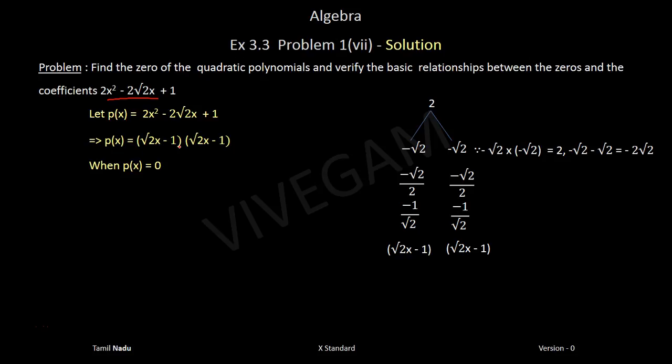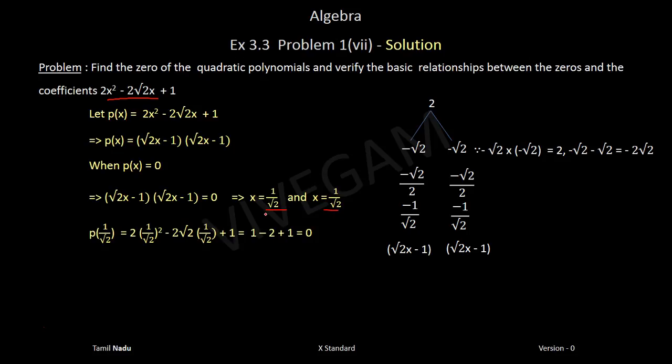Okay, now we have to equate it to 0. So p of x is 0, which means root 2 x minus 1 into root 2 x minus 1 equals 0. So either this is 0 or this is 0, but both being the same, we can take one. So root 2 x minus 1 is 0 means x will be 1 by root 2, and the second x also will be 1 by root 2 because it's the same expression. Right, now we'll have to check for this zero.